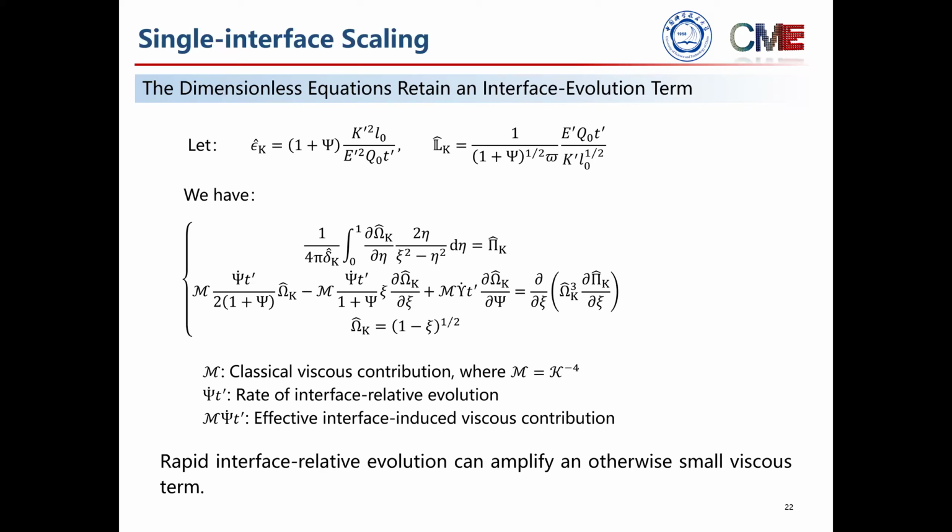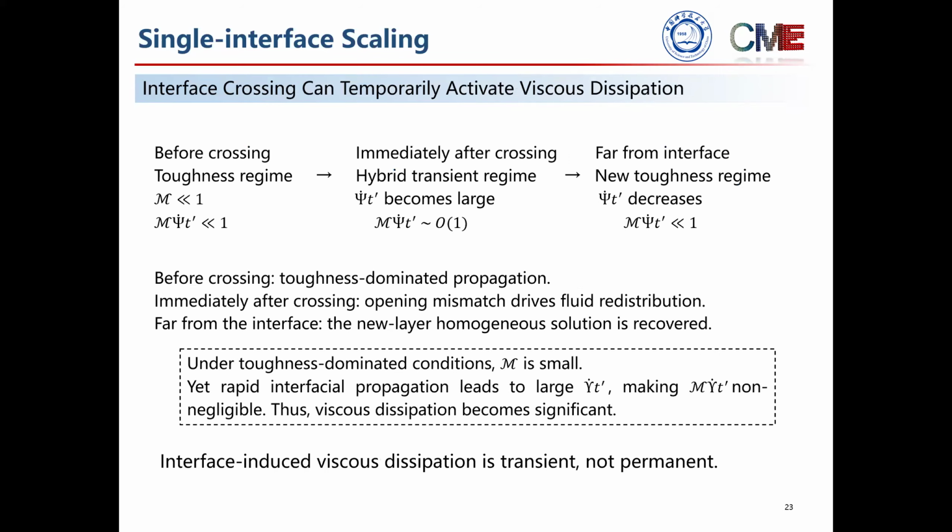A small background viscous coefficient does not generate a negligible viscous displacement if the interface relative evolution is sufficiently rapid. So the interface can temporarily amplify viscous effects in a system that would otherwise be classified as toughness-dominated.